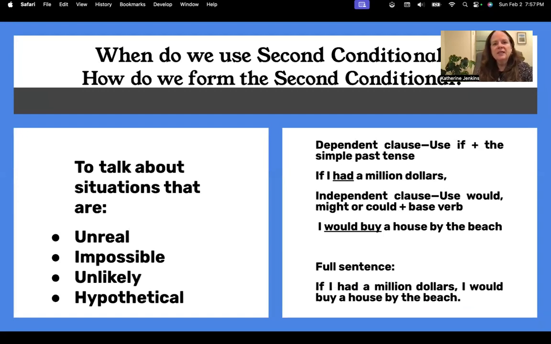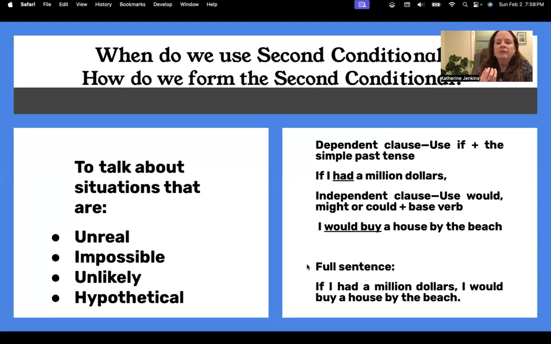So when do we use second conditional? And how do we form the second conditional? We use the second conditional to talk about situations that are unreal, impossible, unlikely, or hypothetical. Hypothetical meaning in theory, in imagination, suggested, but not real. Okay.